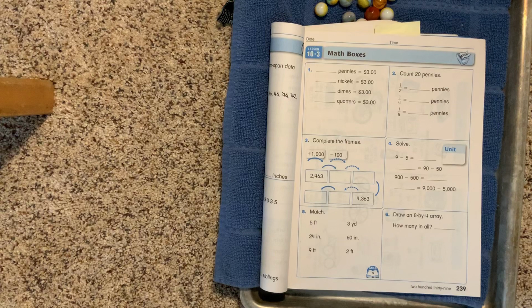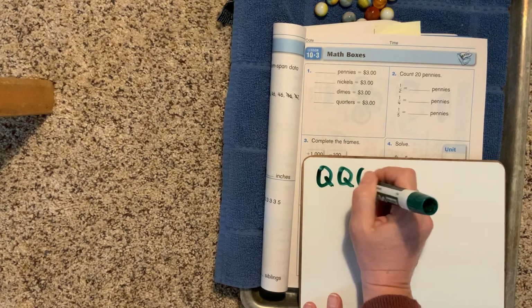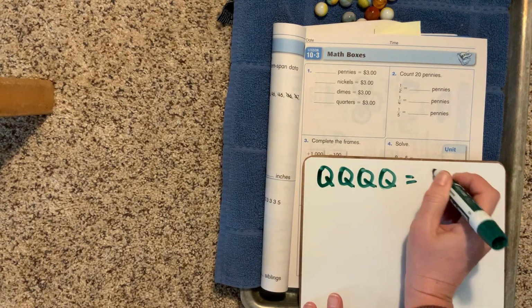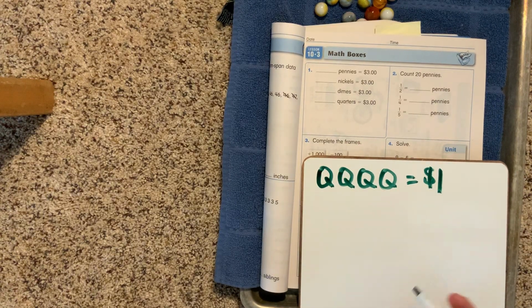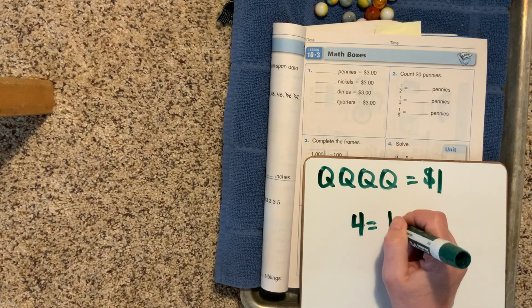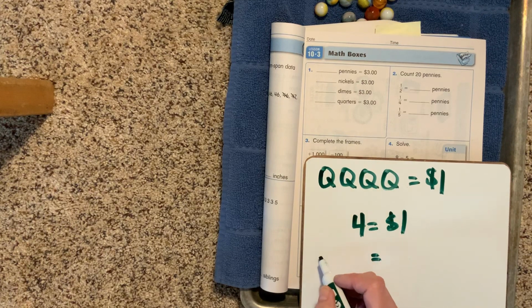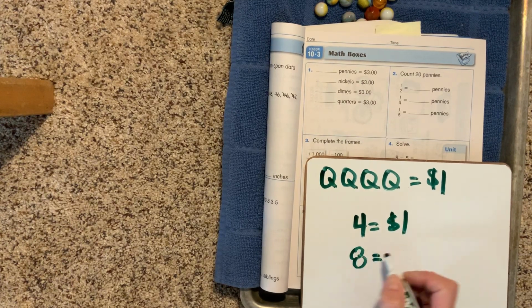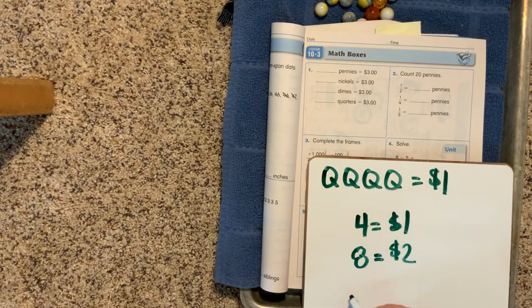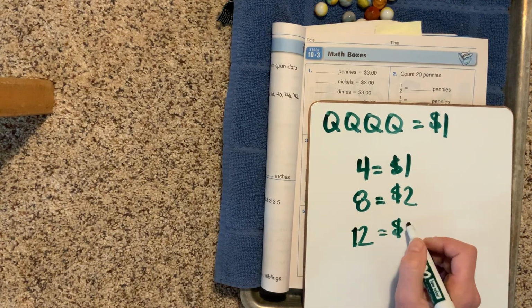Now for the quarters, remember you're counting by 25s. And I know that 4 quarters makes $1. So it would take 4 quarters equals $1. Another 4 quarters, if I add 4 on, that would bring me up to 8 quarters, would equal $2. Add 4 more quarters, that would be 12 quarters, would equal $3.